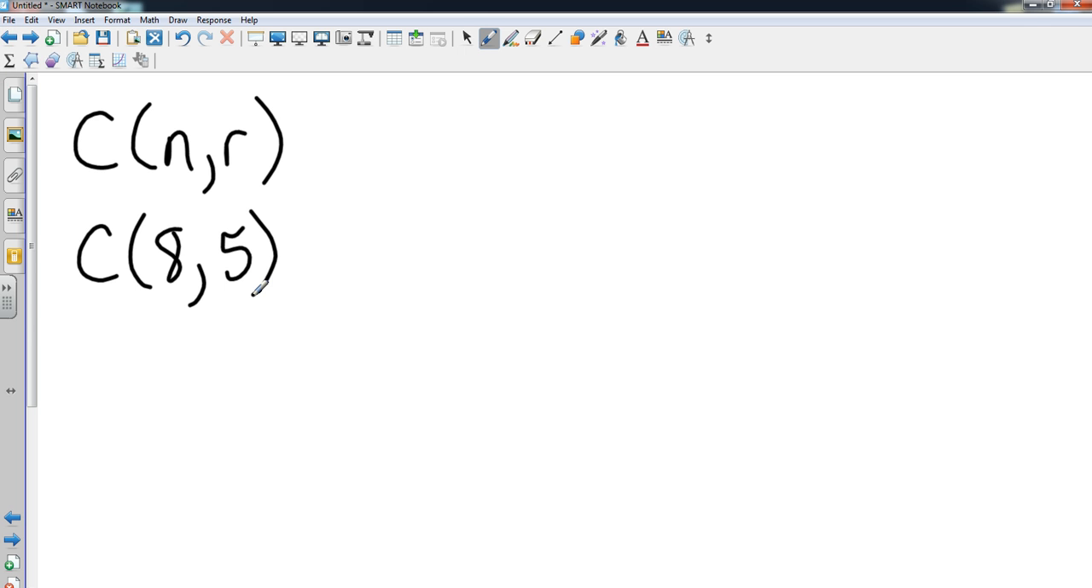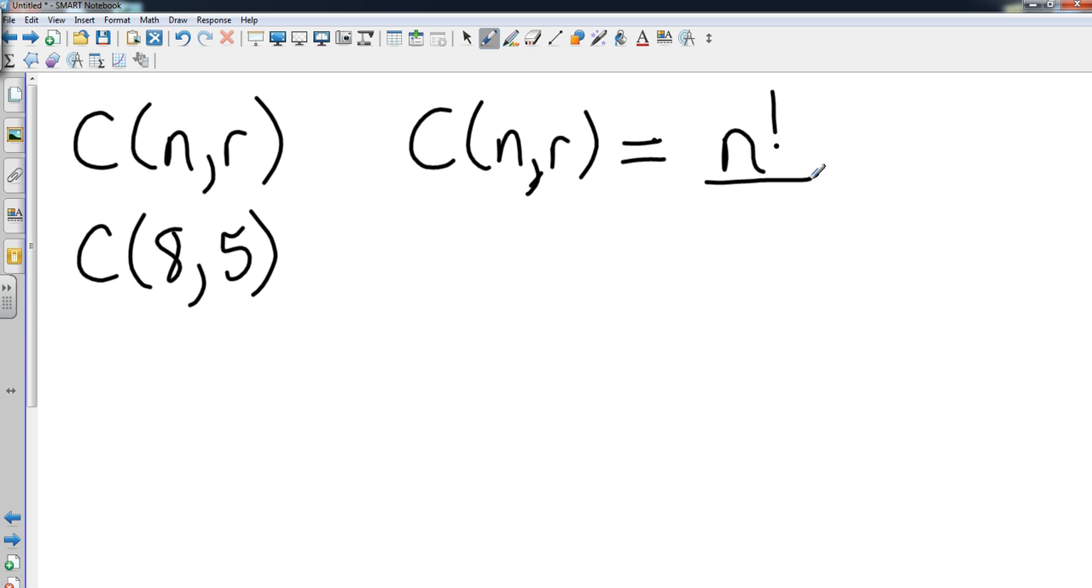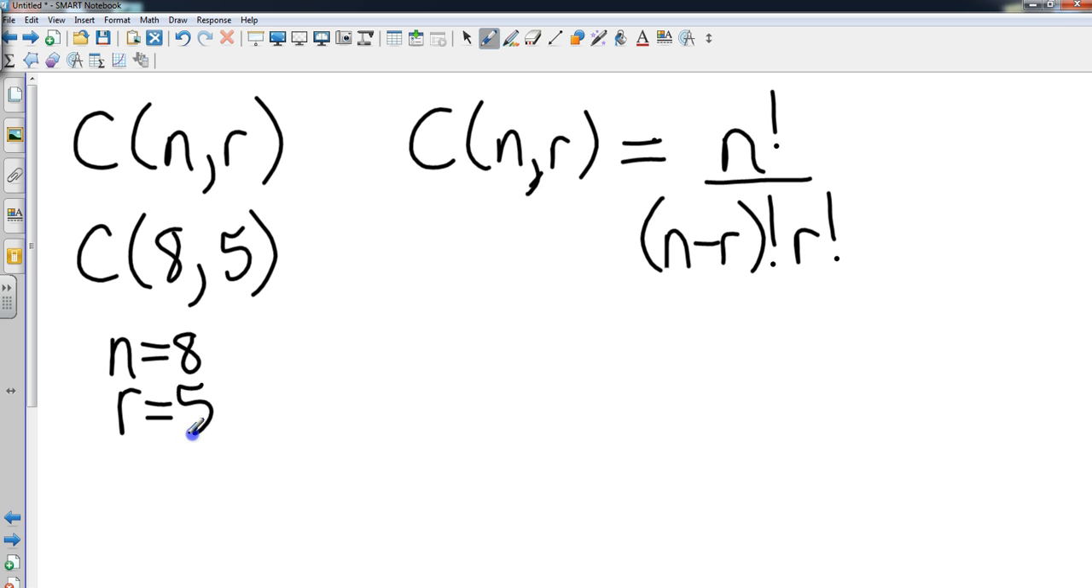Okay, it is combination of the number of choices and the one he actually chooses equals N factorial, just like before, all over N minus R factorial. And here's where the difference is. We're going to multiply that times R factorial. So now we're going to substitute in. Again, N is 8. And R is 5.